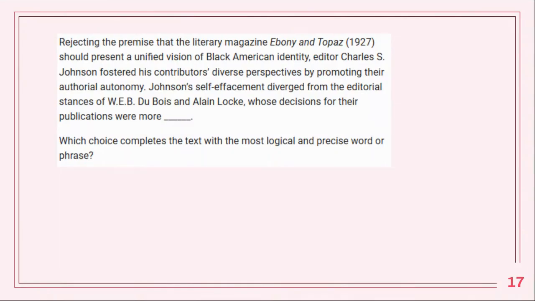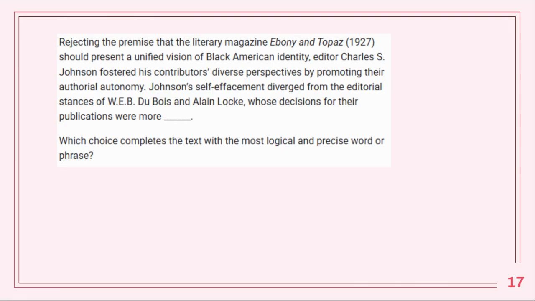All right, so this is our very last problem. Rejecting the premise that the literary magazine Ebony and Topaz 1927 should present a unified vision of Black American identity, editor Charles S. Johnson fostered his contributors' diverse perspectives by promoting their authorial autonomy. Johnson's self-effacement diverged from the editorial stances of W.E.B. Du Bois and Alan Locke, whose decisions for their publication were more adjective, probably.